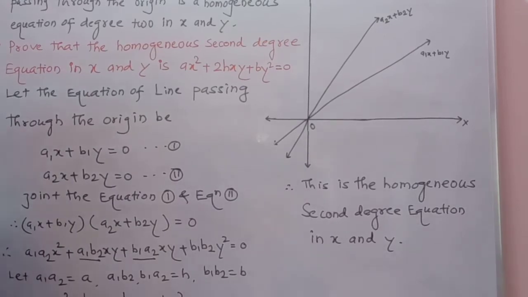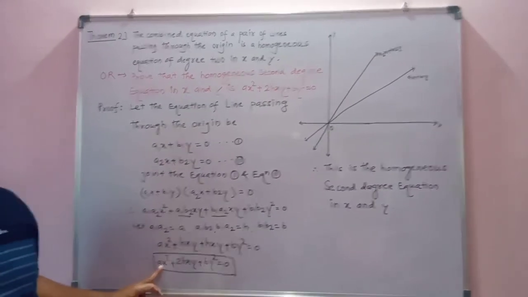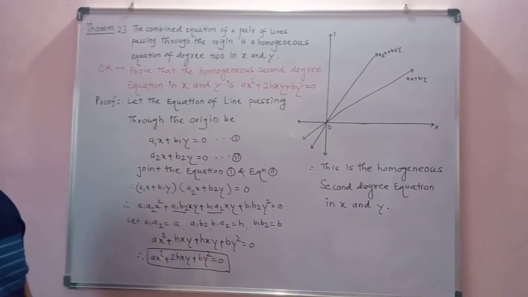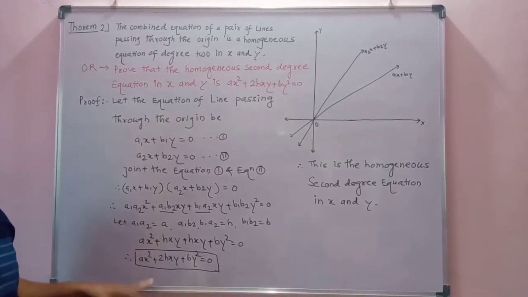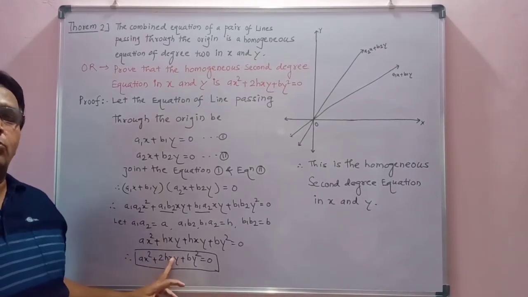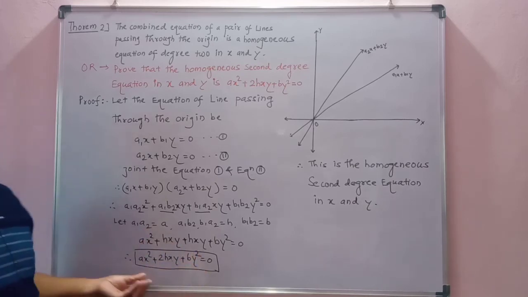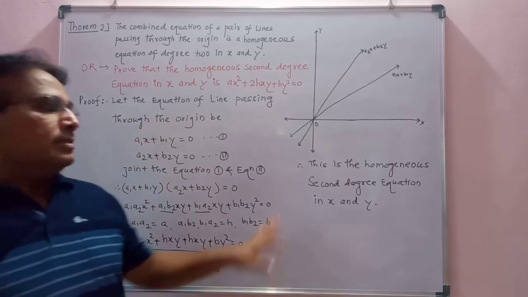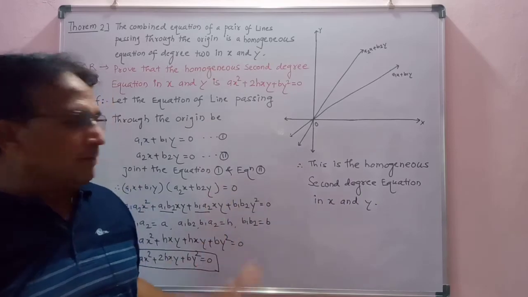This is the homogeneous second degree equation in x and y: ax square plus 2hxy plus by square equal to 0. The degree of x square is 2, the degree of 2hxy is 2 and the degree of y square is 2. The degree of all variables is the same. This is the homogeneous second degree equation in x and y. Do you understand?